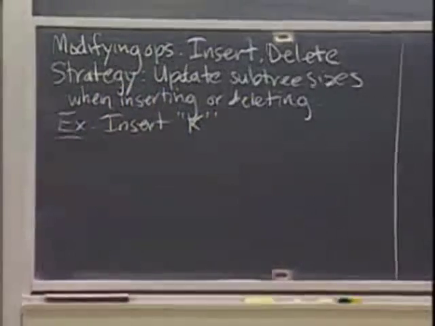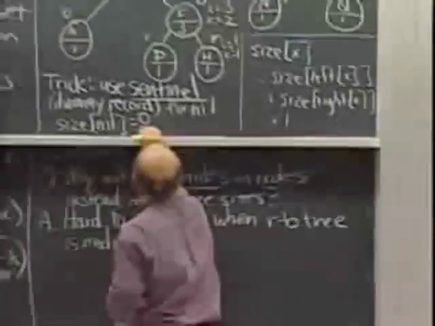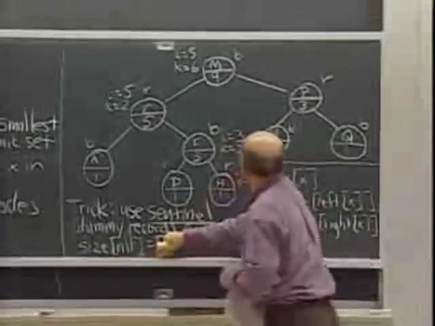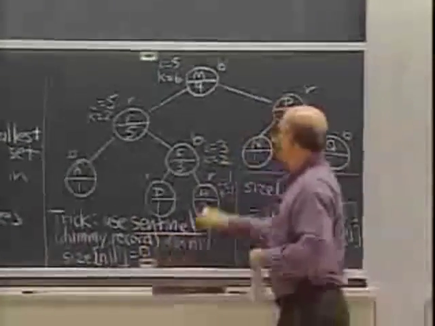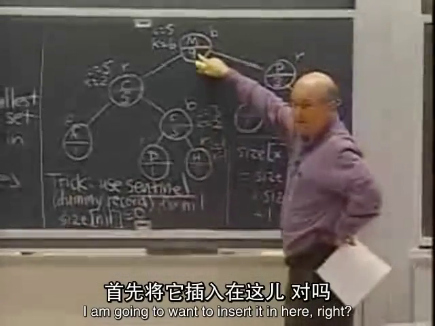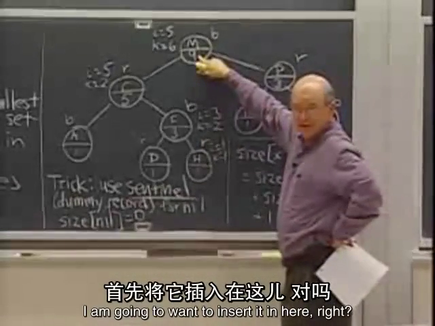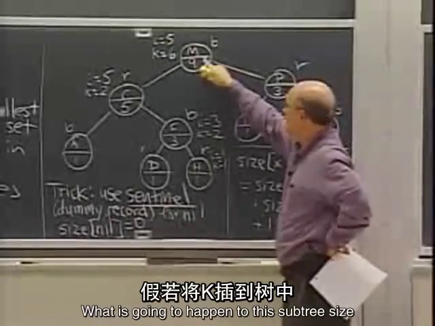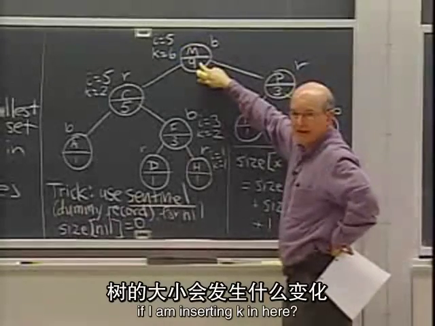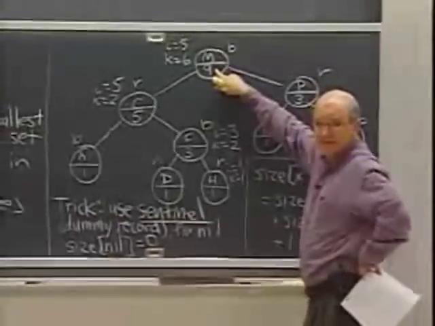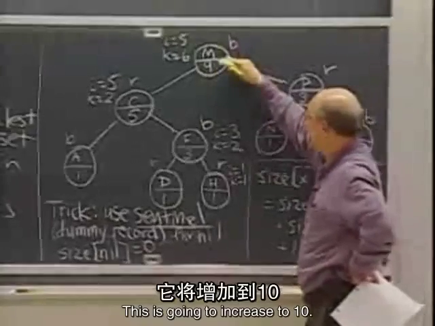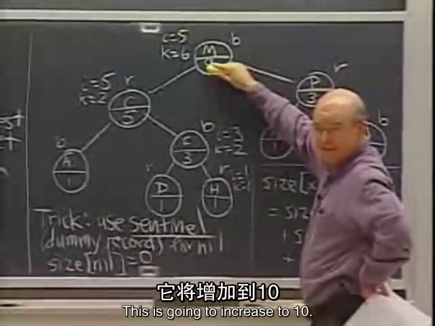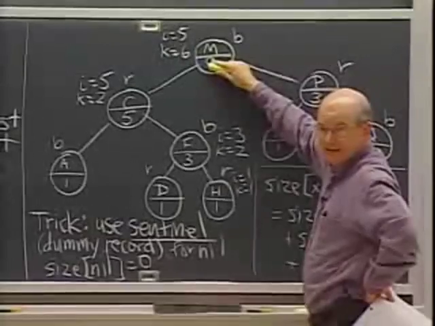Okay, element with key k. I'm going to want to insert it in here, right? And so what's going to happen to this subtree size if I'm inserting k in here? This is going to increase to 10.